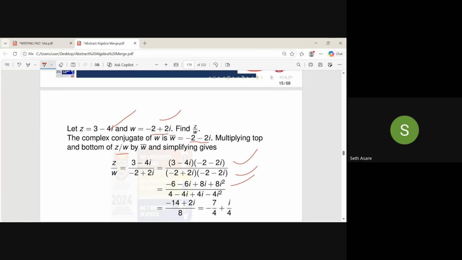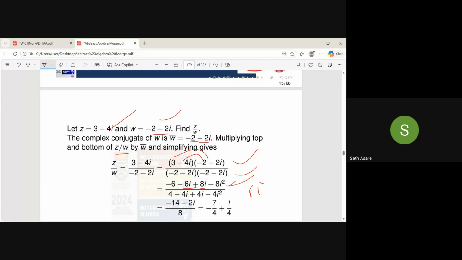So you can expand the top, which is 3 multiplied by negative 2 will give me negative 6. Then 3 multiplied by 2i will also give me negative 6i. Then negative 4i multiplied by negative 2 will give me plus 8i. Then negative 4i multiplied by negative 2i will give me 8i squared. That is what is there. But we know what i squared is.